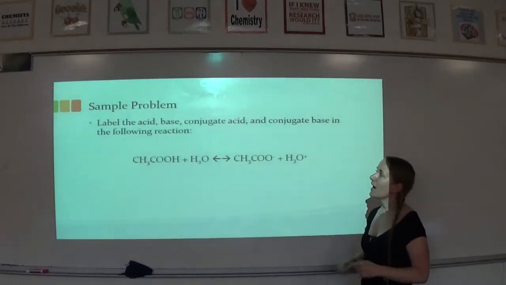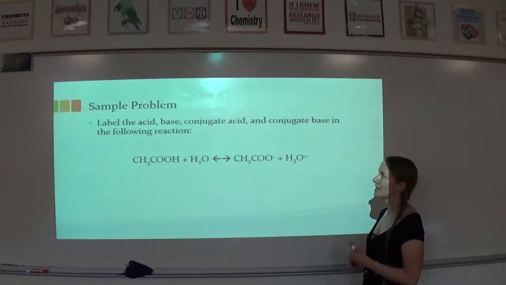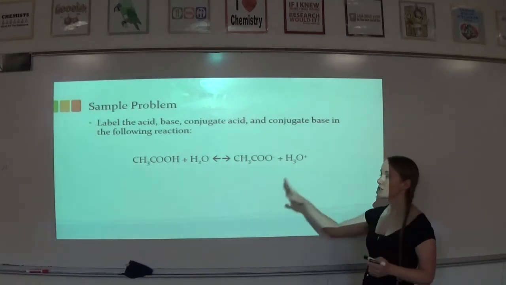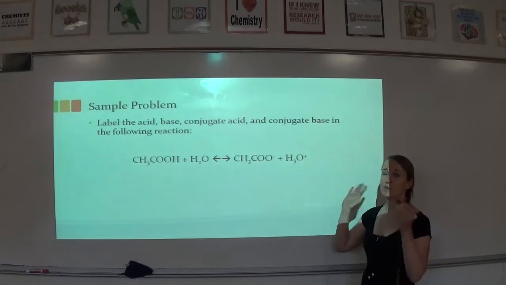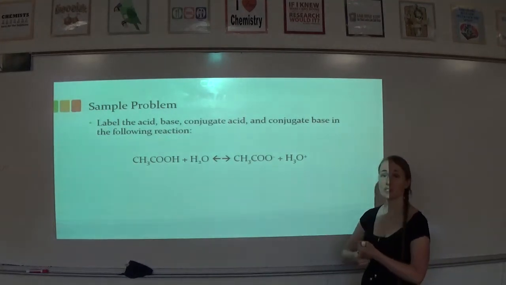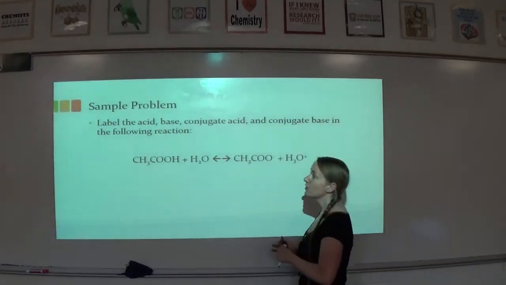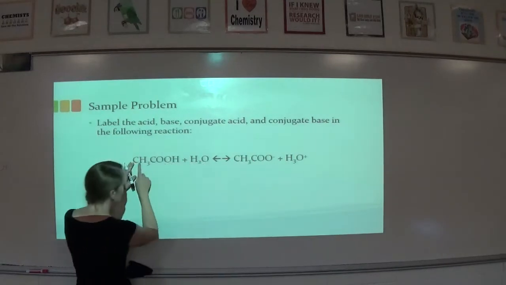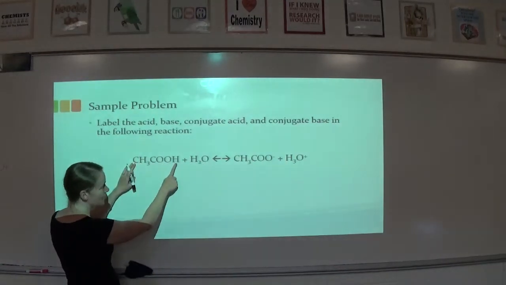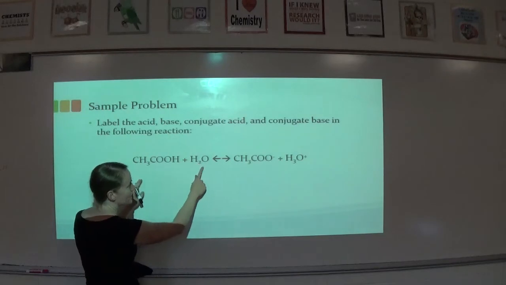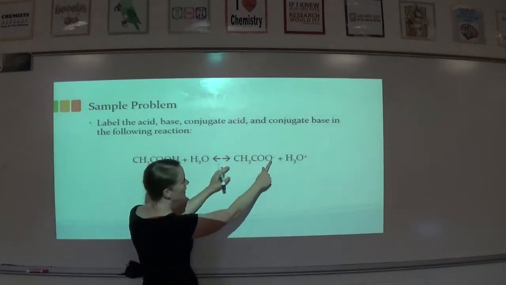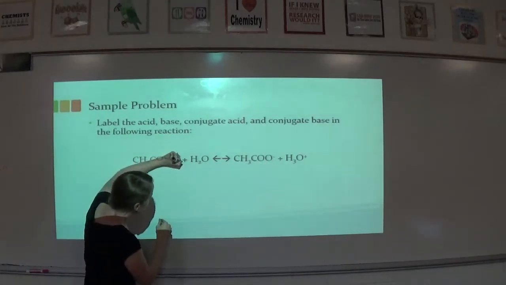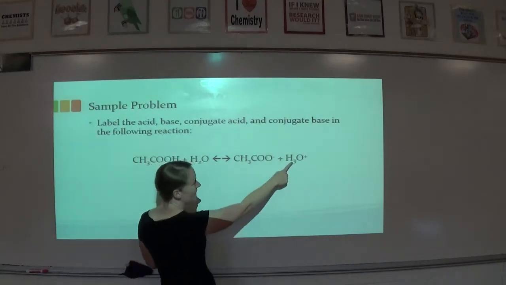All right, so let's look at how to label acid-base, conjugate acid, and conjugate base. So remember, the conjugates are going to be on the product side, so don't even worry about conjugates till you get there. All right, so we have to look at what is happening with the hydrogen. So here we have CH3COOH and H2O. And it's making CH3COO, so in other words, we're missing this H now, and it's becoming H3O.